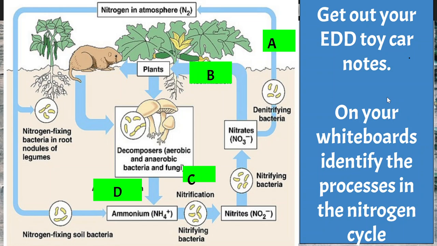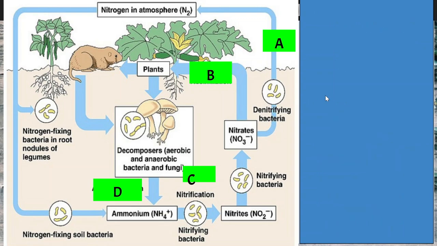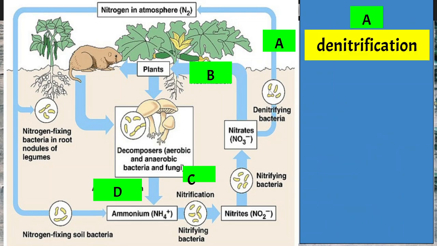All right, so looking at A, B, C, and D, if we want to name the process that's happening at each one of these spots, luckily it's right here on your diagram. I'm looking at this blue arrow that turns nitrates back into nitrogen N2, nitrogen gas that's in the atmosphere at spot A. That's going to be denitrification.